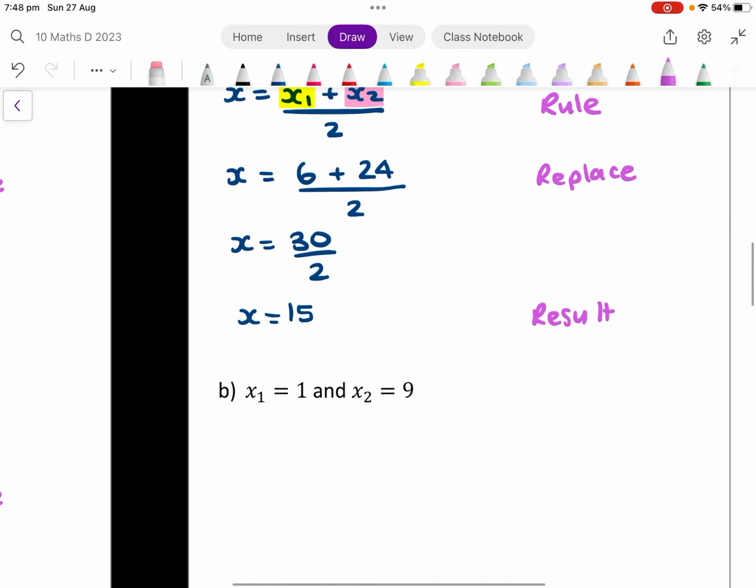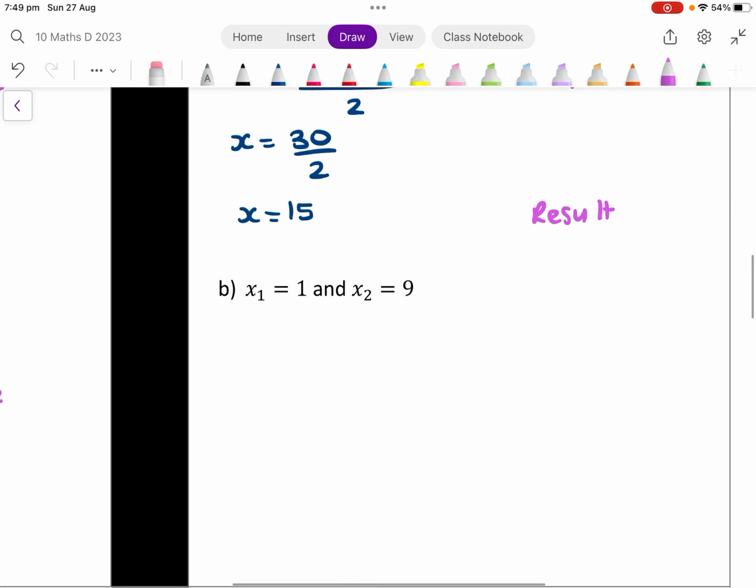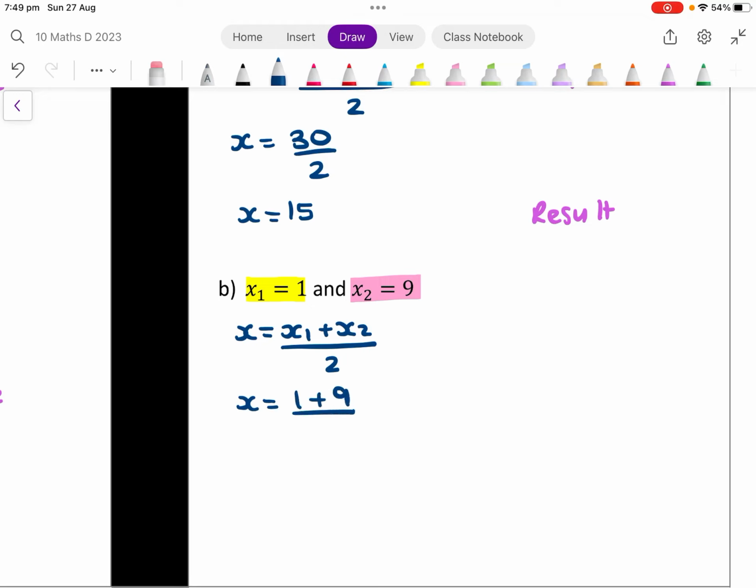Okay, for B, we have x1 equals 1 and x2 equals 9. So same process here. We have that x equals x1 plus x2, all divided by 2. We'll have x equals 1 plus 9, all divided by 2, and 1 plus 9 is 10, divided by 2 gets us our result that x equals 5.